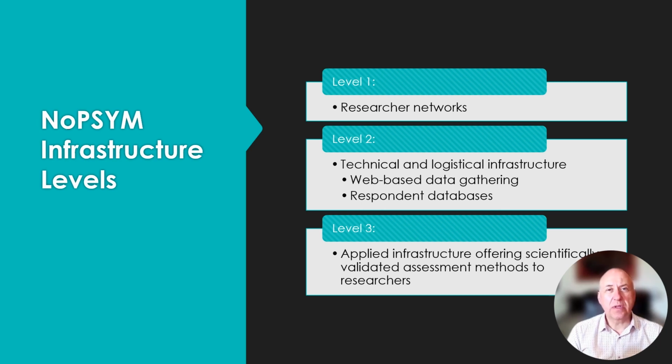One is to organize researcher networks to enable coordination and cooperation. The second level is the technical and logistical infrastructure. And the first part of this is web-based tools that are adapted to specific needs that we have, such as respondent feedback in the form of personality dimensional graphs and results, for example. It could be randomization, test order, item response time, adaptive testing, etc.